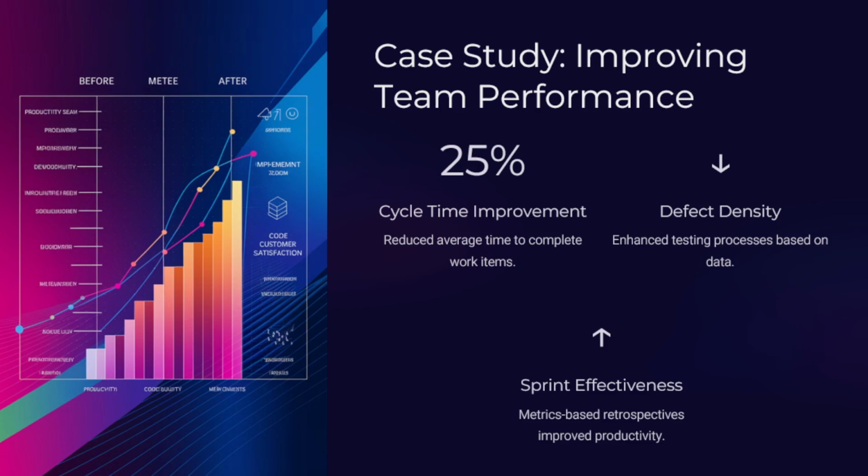Also, they utilized defect density insights, which helped them enhance their testing processes and identify the bottlenecks within them, and they resolved the root causes behind them. Also, the retrospectives informed the metrics, which led to more efficient and productive sprints. So by understanding and measuring the cycle time, the defect density, and the retrospectives outputs, the team had more efficient and productive sprints.